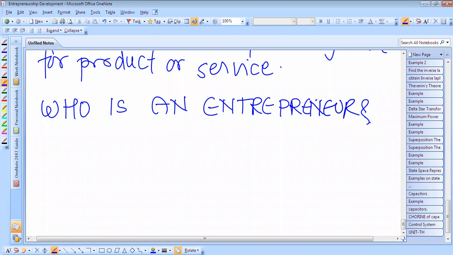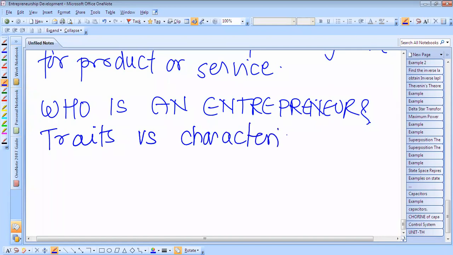Okay, so what are the traits versus characteristics? In an effort to understand entrepreneurs better, researchers have sought to define traits common to a majority of individuals who start and operate new ventures. John Hornaday of Babson College was among the first to use surveys and intense interviews to develop a composite list of entrepreneurial traits. So he conducted some surveys and intense interviews to develop the composite list of entrepreneurial traits.